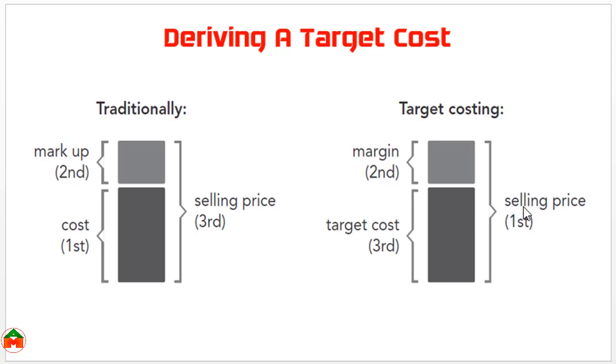After determining the selling price, we deduct the margin or profit or markup from the selling price to get the target cost. This is the cost at which we should produce our product so that we can achieve our required profit at the available selling price.